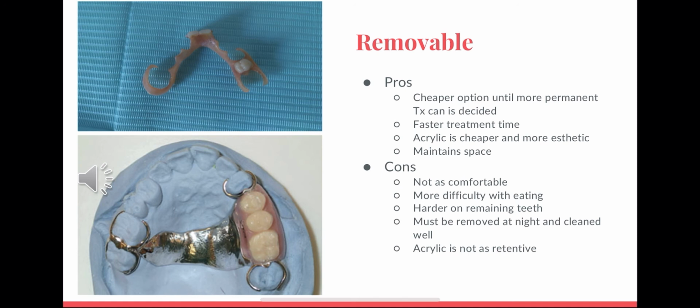The other con is that they are much harder on the remaining teeth. As you can imagine, as we eat, there's flex on this appliance, and as it flexes and pulls, it will actually begin to pull that tooth out that it is attached to. The other downfall is that it must be removed every single night and cleansed very, very well, or you can begin to have oral disease.